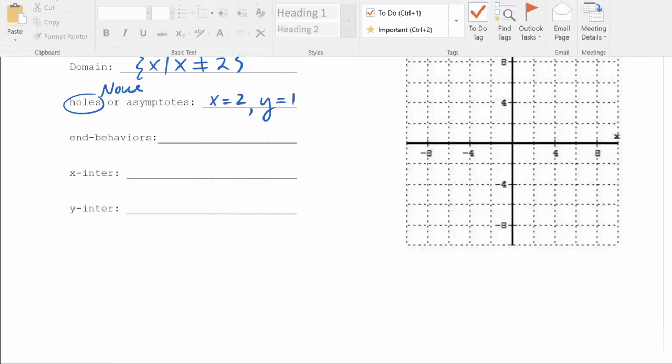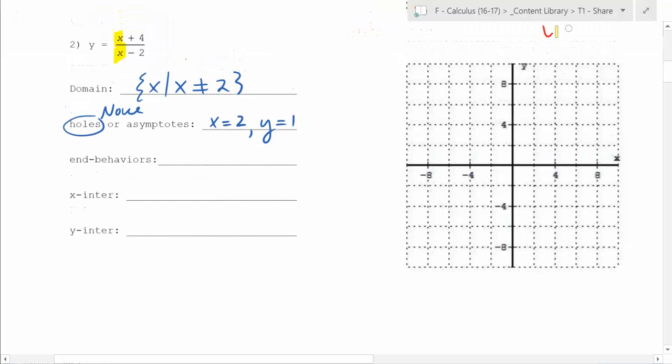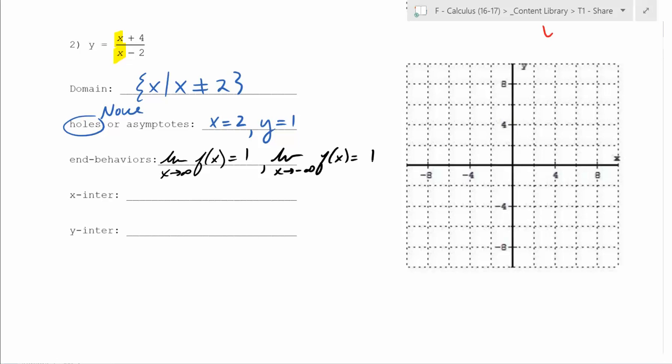Excellent. Very good. Okay, so what about end behaviors? You kind of answered that, right? What's the limit as x goes to infinity of this function? As x gets infinitely big, what does this go to? 1. And then the other one, the limit as x goes to negative infinity of f of x is going to be 1. Now you could figure out the sidedness or wait until you graph a little more to figure out the sidedness, but they both go to 1 because we know the horizontal asymptote is 1.